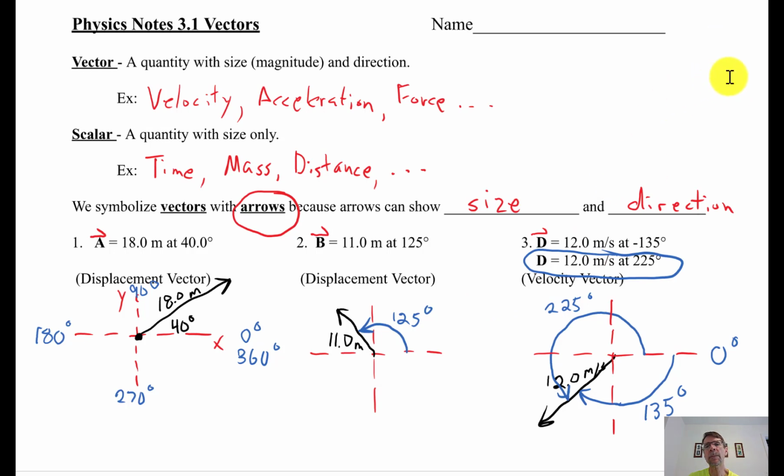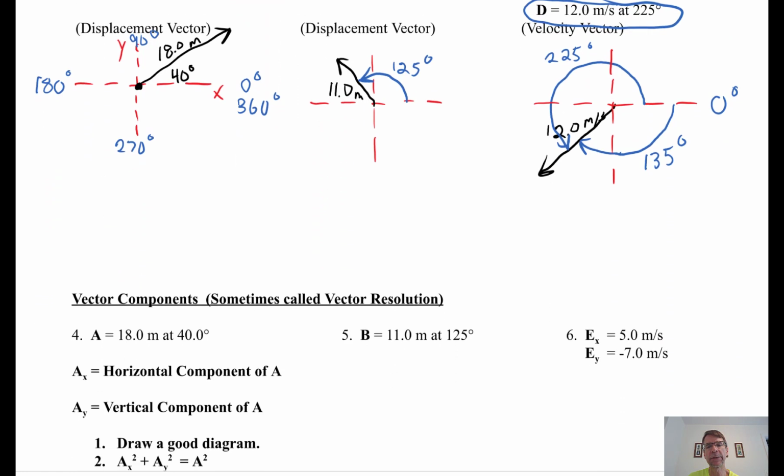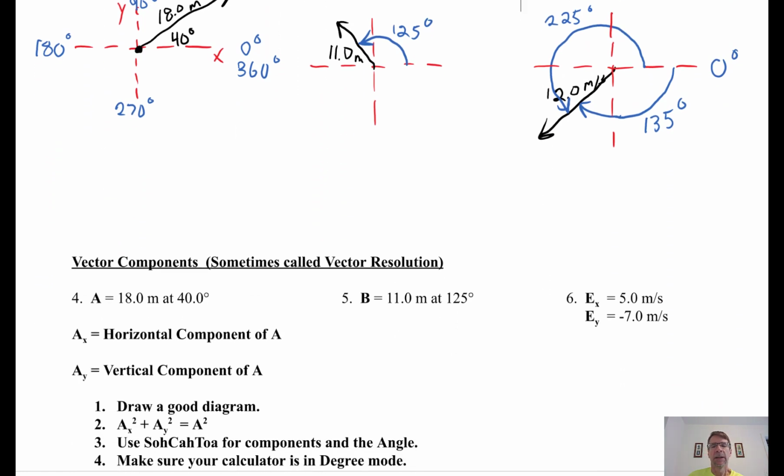Okay, so let's do some what's called vector components. Basically, they're based off the diagrams we just drew. I'm going to redraw those diagrams and summarize them. Actually, I have one new vector. A and B, number 4 and number 5, are the same as we had before. So we have what are called components. It's very, very important with vectors.